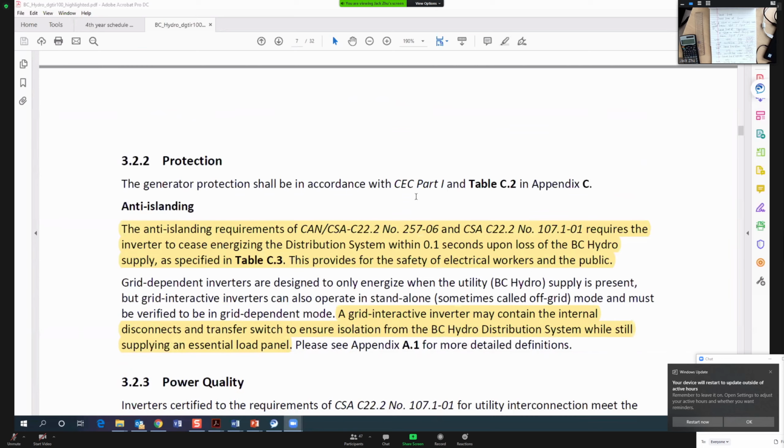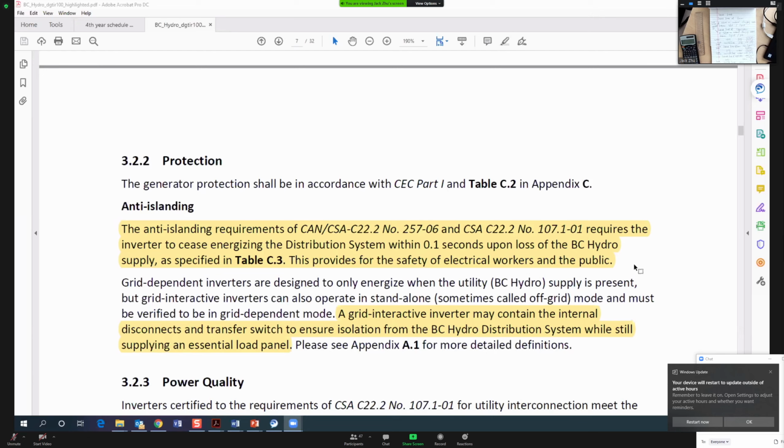Another one, this is a very important thing. They call it anti-islanding. The CSA standard requires that if you have an inverter-based system, you have to cease energizing the distribution system within 0.1 seconds when you lose BC Hydro power supply. There's also a table down there. We list these numbers for you. It's for the safety of electrical workers and the public.